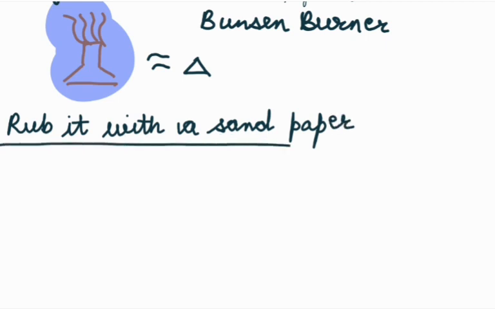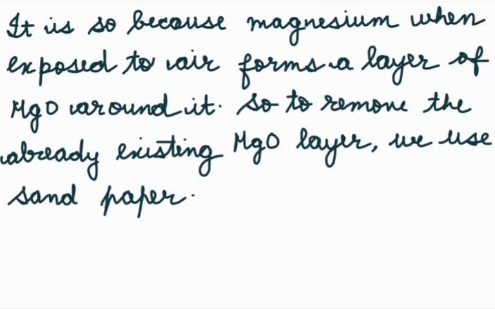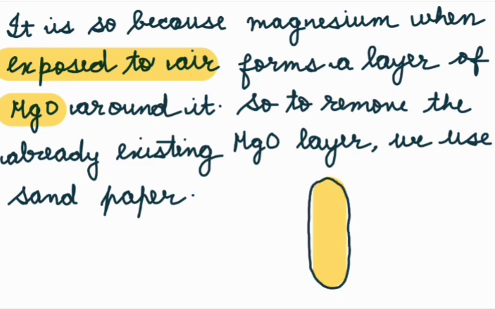Why are we rubbing this with sandpaper is our question. Let us see the answer. It has a very simple answer. This magnesium ribbon was already present in the air, so when it was exposed to air, we already had a layer of magnesium oxide on it. If this is the magnesium ribbon, on the outer side we already had an MgO layer, and inside we had the pure magnesium.